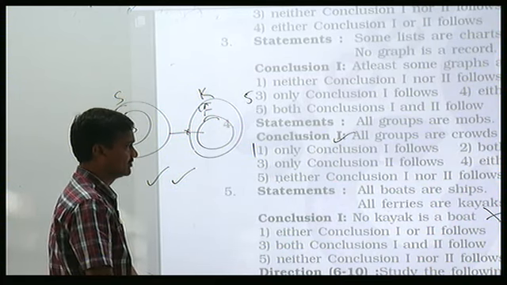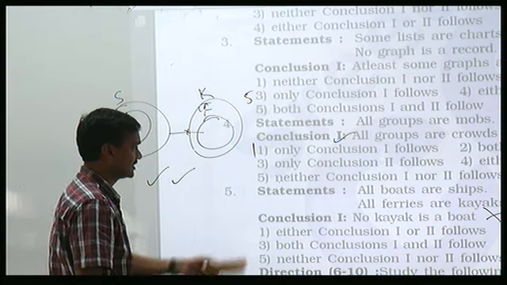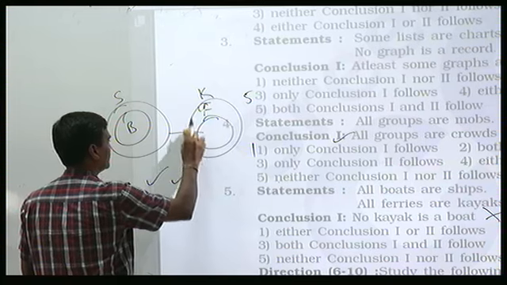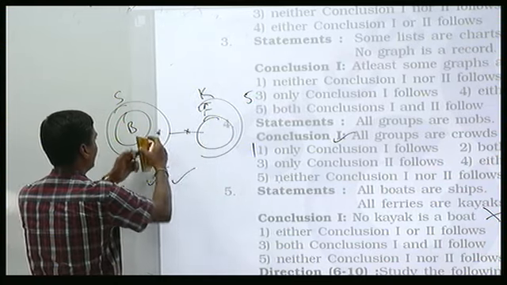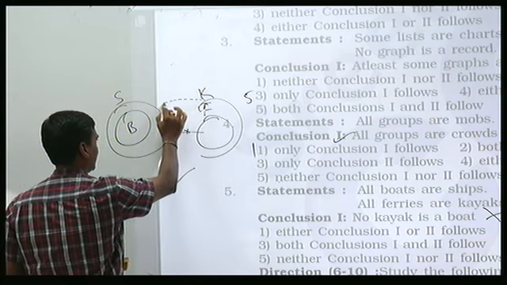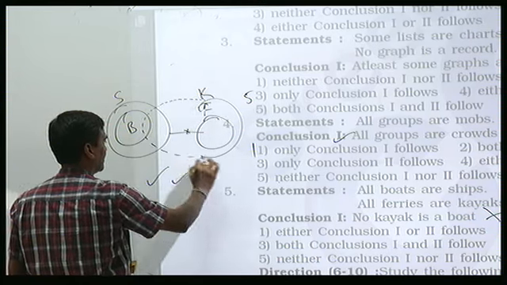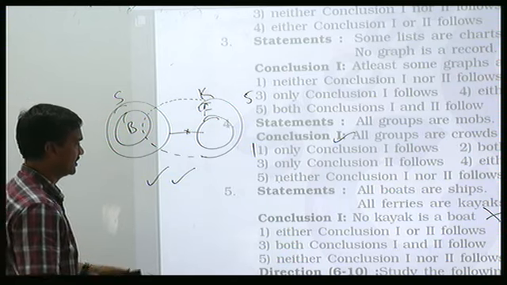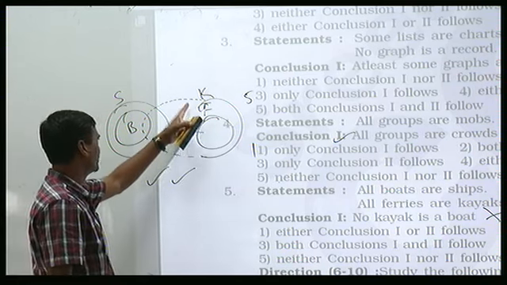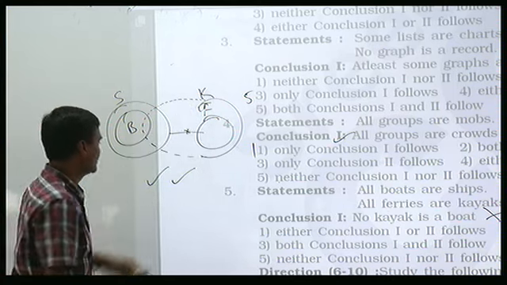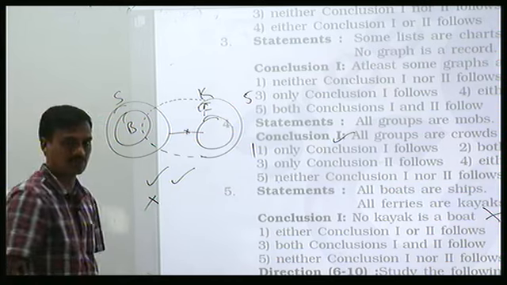In order to make this one false, now I should prove some kayaks are boats. Some kayaks are boats. Now no statement is in between ship and ferry, and no statement is related to this K, isn't it? Hence, can I draw my diagram like this or not? If I draw my diagram like this, then what happened to the first conclusion? No kayak is a boat has become false because I have proven some kayaks are boats. Hence, alternate diagram proven. First conclusion is false.